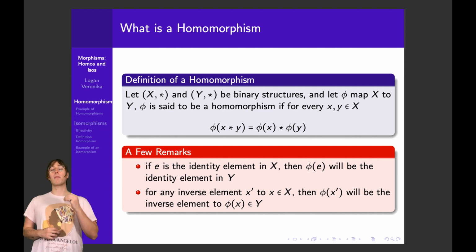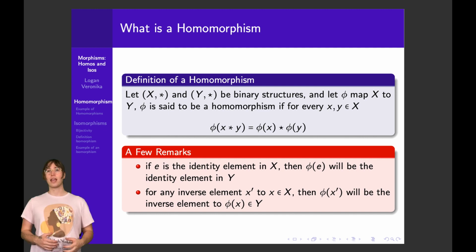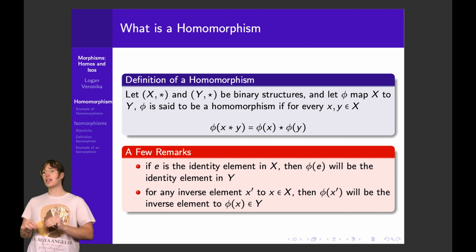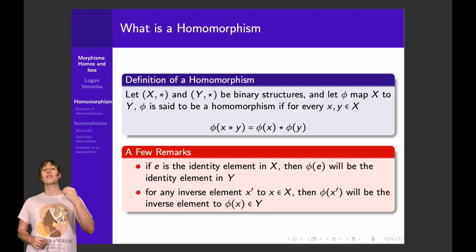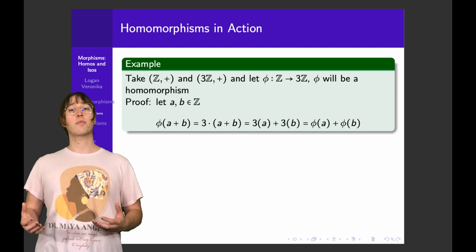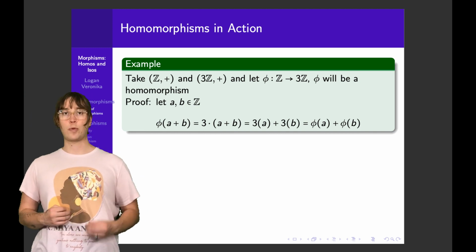And so a couple of remarks that we need just outright: if e is the identity in X, then phi of e will be the identity in Y. You can prove this if you'd like. And for any inverse x prime in X, then phi of x prime will be the inverse to phi of x in Y. We're going to start very briefly with an example of a homomorphism.